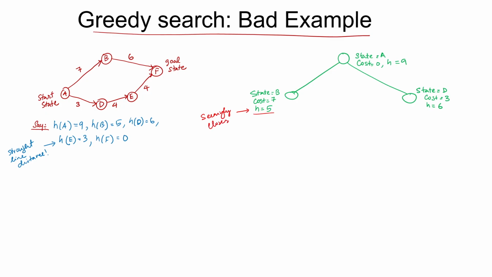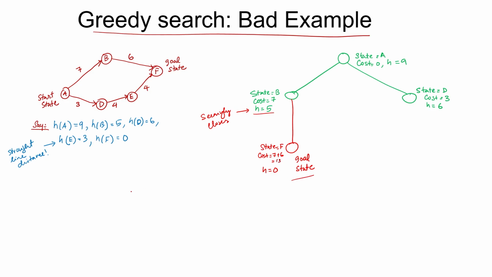Seemingly closer. 5 is always less than 6, I am being stupid, that is all it is. So, from here we branch, which is f. State is equal to f. Cost is equal to 7 plus 6, that is equal to 13, and h is equal to 0 at this point. So, this is your goal state. So, you reached here at a cost of 15. So, you achieved your goal state.